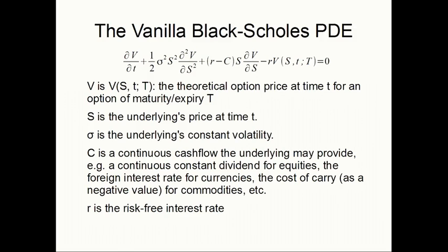And this is the Black-Scholes PDE. V is the theoretical option price at time t for an option of maturity capital T. S is the underlying's price at time t. Sigma is the underlying's constant volatility. C is a continuous cash flow that the underlying may provide, which, for equities, can be a dividend. For currencies, it can be the foreign interest rate. And for commodities, it can be the cost of carry. And r is the risk-free interest rate.